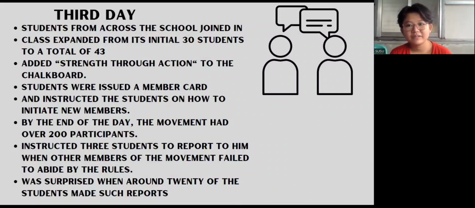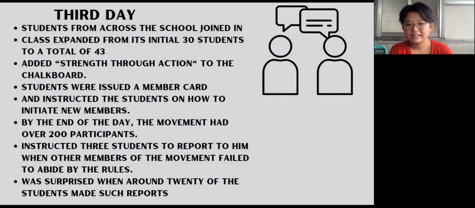And yeah, I don't know if it is included in our lesson, but the students were issued a member card, as they were asked to have a member card or something like that. And I think the reason why 30 more students joined is that Mr. Jones instructed his students on how to initiate the new members. Okay, join in this group. Let's just salute together to the teacher or something like that. And then there were a lot of new members coming in. And at the end of the day, the movement had over 200 participants.